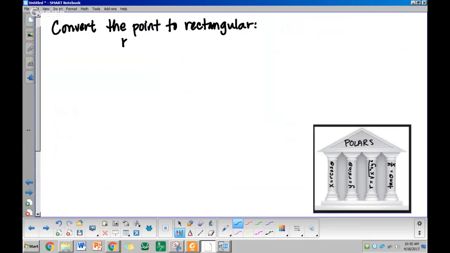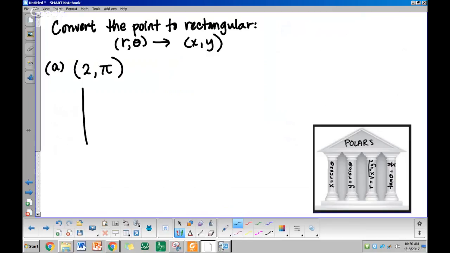So that means I have an r theta point and I want it to go to an xy point, right? Because we want to be able to change the language. If I give you r theta is 2 comma pi, and if I were to graph that, I go out to 2, and then I'd rotate pi, which puts me here. Okay, but let's say that I'm not looking at this graph and I'm going to just use the formula, the pillars of polars.